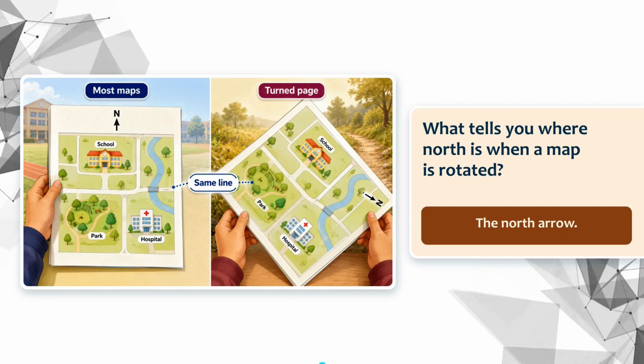What tells you where north is when a map is rotated? One map feature stays dependable, the north arrow. It points to north even when the page edge no longer does. Next, we will orient a map and state the direction of one place from another.